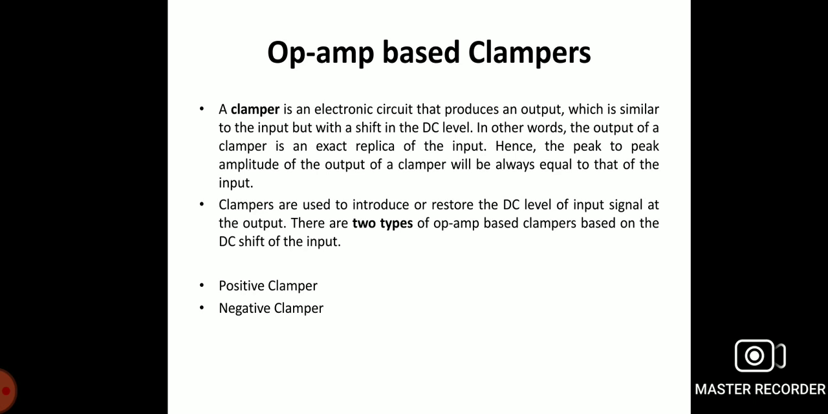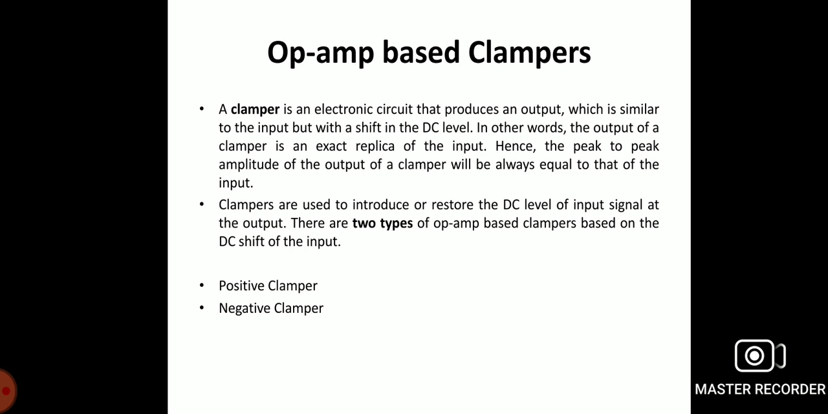Here the clamper is an electronic circuit that produces an output which is similar to the input but with a shift in the DC level. In other words, the output of a clamper is an exact replication of the input. Hence, the peak-to-peak amplitude of the output of the clamper will always be equal to that of the input. Clampers are used to introduce or restore the DC level of the input signal at the output.